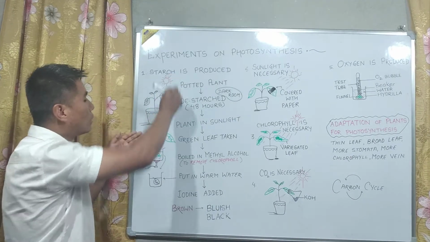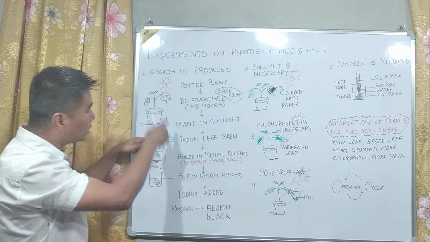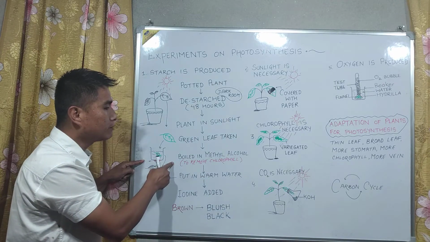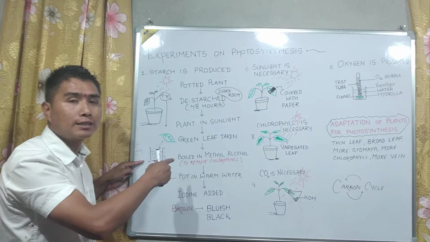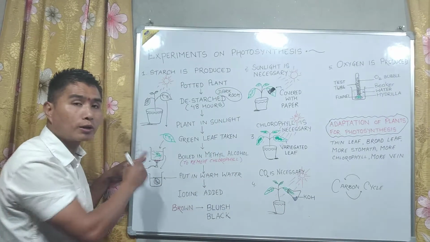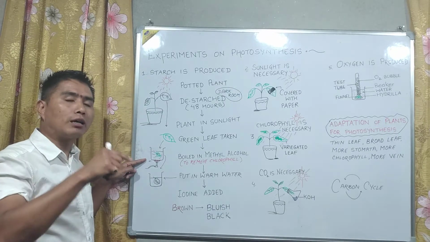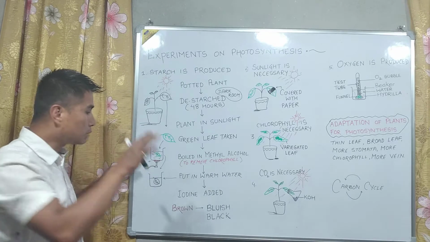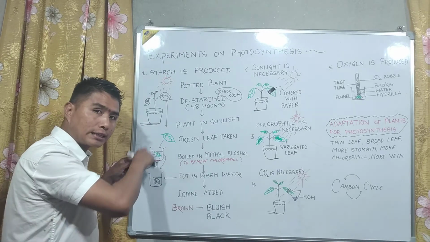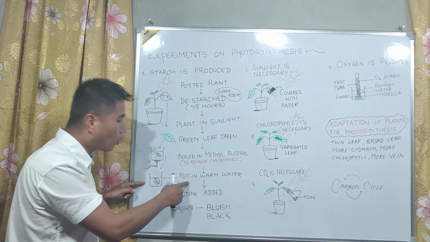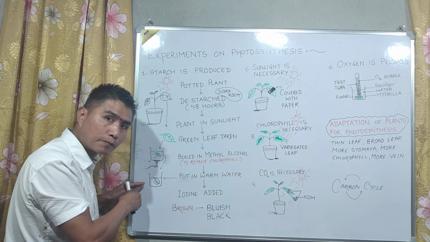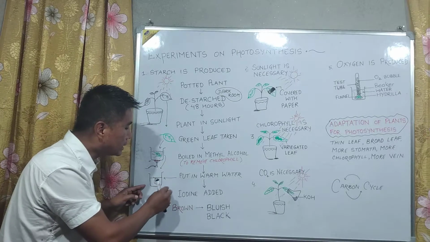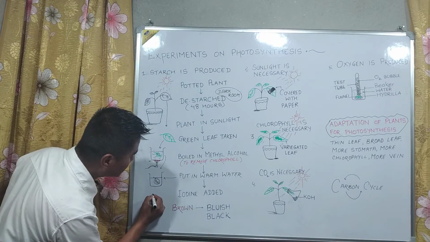After that we pluck one leaf and then we boil that leaf. We take one green leaf and boil it in methyl alcohol or methylated spirit. When we boil the leaf in methyl alcohol, chlorophyll is removed, but the leaf becomes crispy. So that crispy leaf is then put in warm water and it becomes soft. Now chlorophyll is already removed.